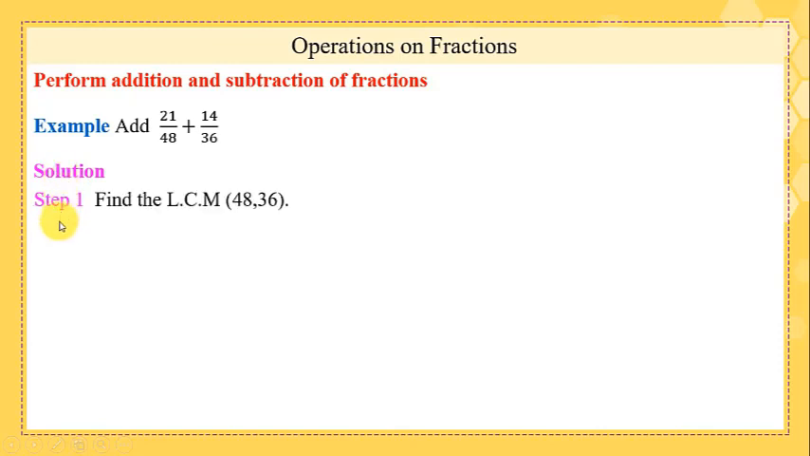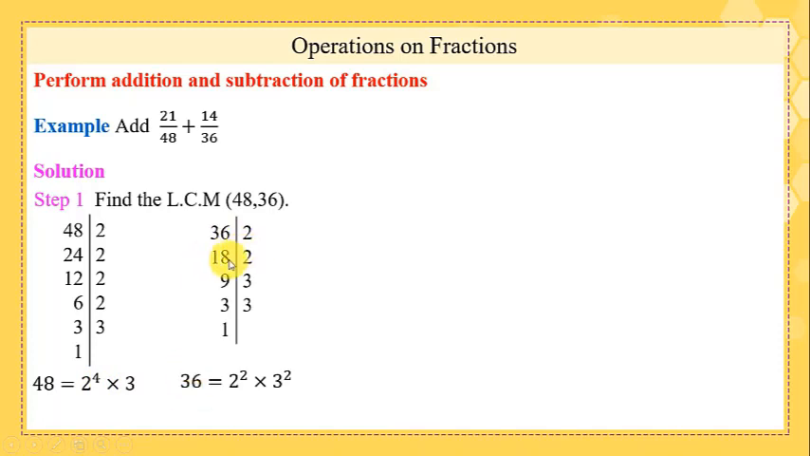Here is the solution. First step, let's find the LCM of 48 and 36. So we must make the prime factorization for 48 and 36. Then 48 divided by 2, 24 by 2, 12 by 2, 6 by 2, 3 by 3, 1. Then 48 equals 2 exponent 4 times 3. And 36 divided by 2, 18 by 2, 9 by 3, 3 by 3, 1. Then 36 equals 2 squared times 3 squared. So the LCM of 48 and 36 is taking all the prime numbers with the highest exponents. Here number 2 has the highest exponent, which is 4, and number 3 has the exponent 2.